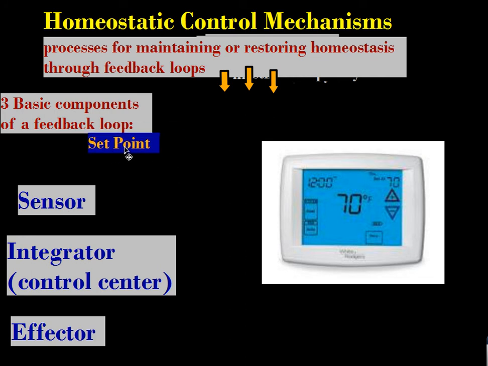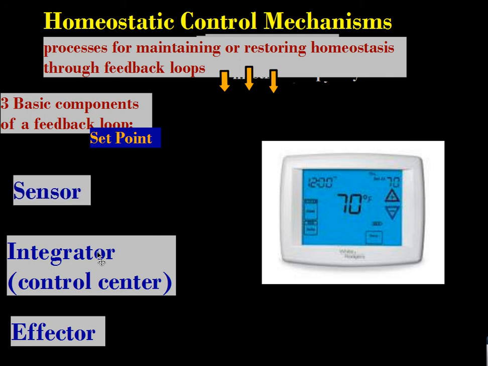So we've got a set point. It could be a set point temperature, set point blood sugar, whatever it is. Sensor senses it. When the sensor senses it, the sensor is going to then send a signal to the integrator. Integrator usually is the brain. The brain will then make a decision what to do, and then it will send a signal to the effector, and the effector will be what actually makes the change.